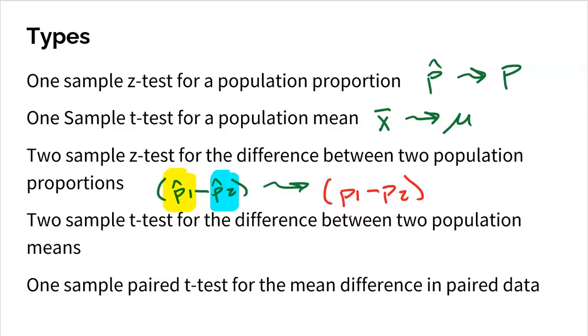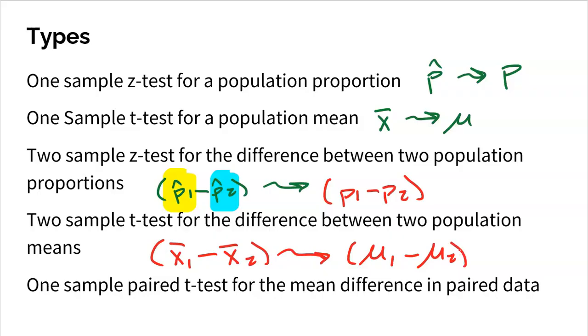We can also do a two-sample t-test for the difference between two population means. So once again, we're looking at a mean from one sample minus a mean from a second sample. That's a difference of means. And what that can tell us about the true difference between the means of those two populations. We can also do a one-sample paired t-test for the mean difference.